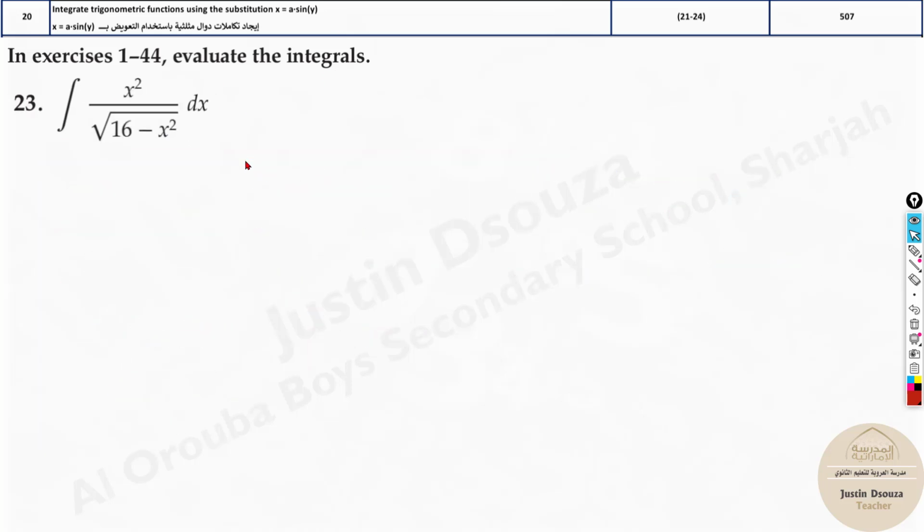Let me do another different one. Okay, almost all are the same ones. Okay, let me do this anyways. But over here there is x cube on the top. So let's try this out.